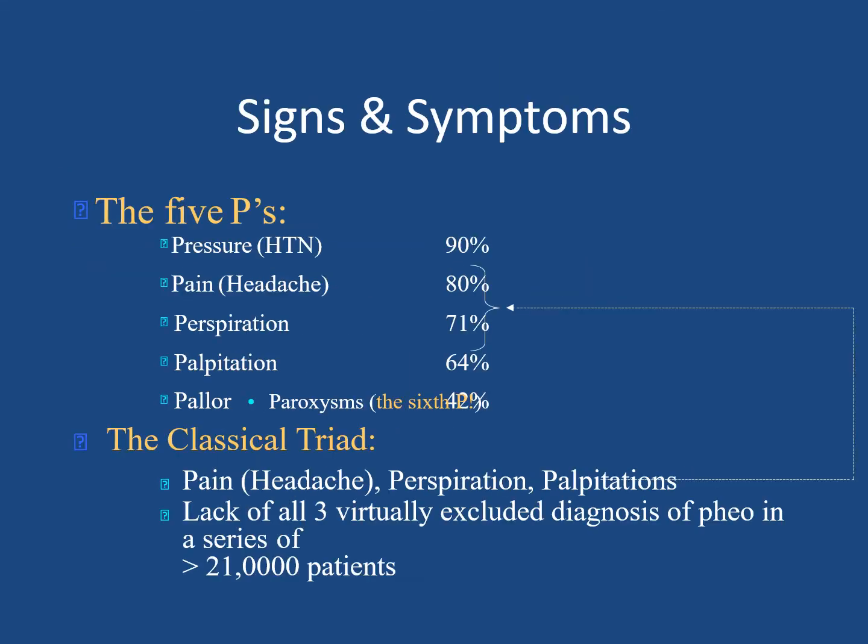Talking about signs and symptoms, we have 5 P's. First of all, hypertension. This is a pressure symptom. About 90% of the patients have this. Then pain, headache: 80% of the patients have this. Then perspiration 71%, palpitation 64%, and then pallor and paroxysm. Paroxysm can be added as the sixth P. This formula is to remember the symptoms easily. The classical triad of symptoms is pain, that is headache, perspiration, and palpitation. If these three are present, then virtually the diagnosis of pheochromocytoma can be made.